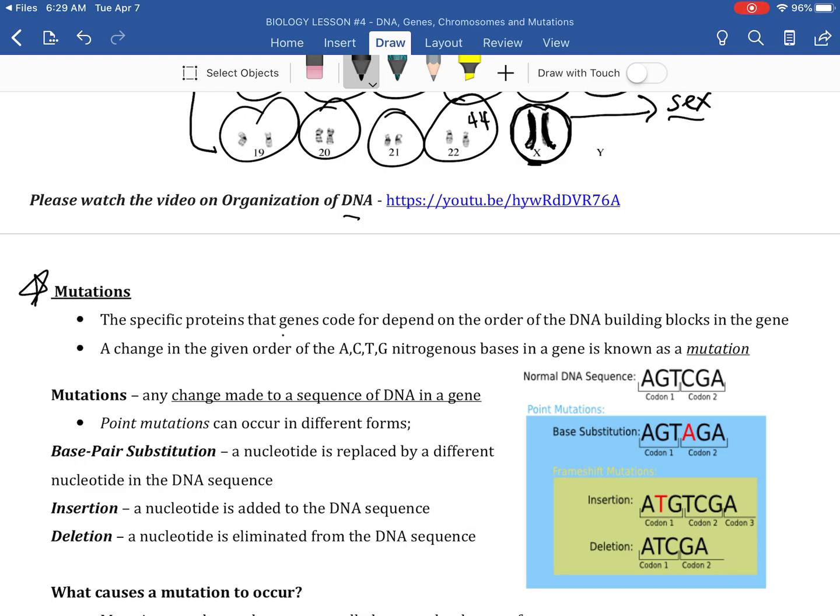So the specific proteins that the genetic code made back on the DNA strand, double helix strand that I talked to you about, depend on the order of the DNA building blocks in that gene. So remember those nitrogenous base pairs? The order of these nitrogenous base pairs creates a gene, all right? If there's a change, a substitution, a deletion, or addition in that order of those nitrogenous base pairs, that is called a mutation. Okay, so let's take a look at the definition of mutation. A mutation is any change made to the DNA gene sequence.